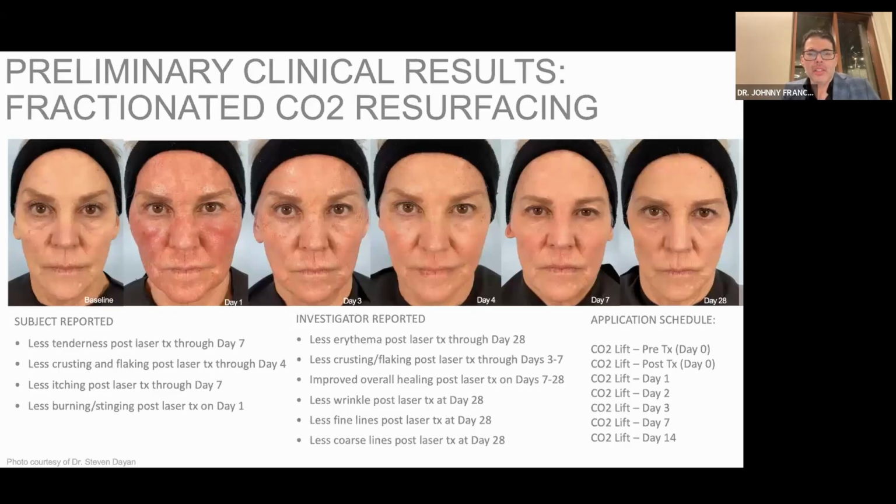I talked a little bit about the clinical studies. There's a preliminary study that, again, I'm not an investigator on, but it's very typical of what we see in our practice. The studies are looking at how you can decrease the redness, how you can decrease the downtime, how you can get people back into the world faster. And I think that is going to become more and more precious as people are limited for time.